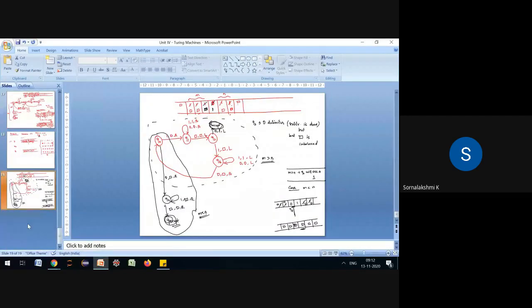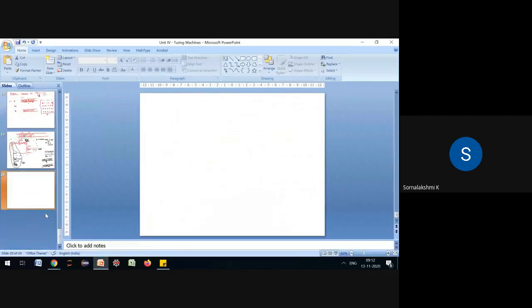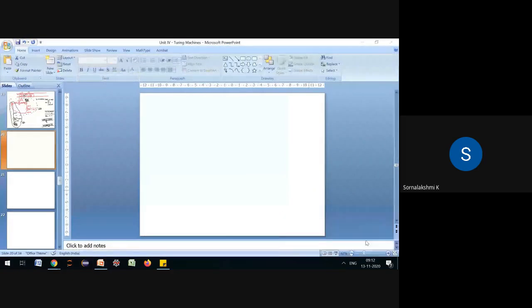So you will see a difference. We have seen Turing machines that accept input and Turing machines that do some computations like addition, multiplication, subtraction, etc. So today we are going to see how to complement a Turing machine. Okay, let's see how to complement a Turing machine and construct.